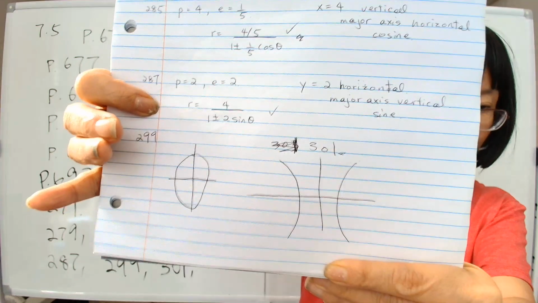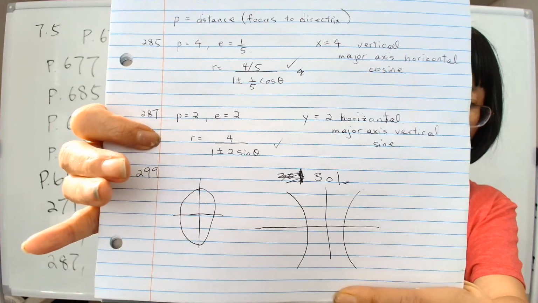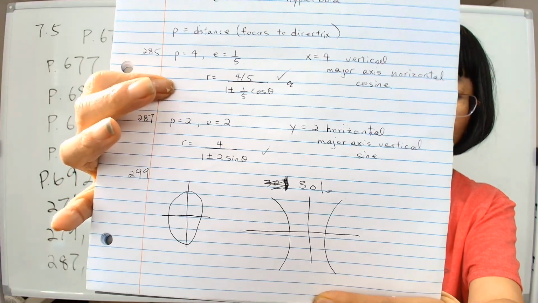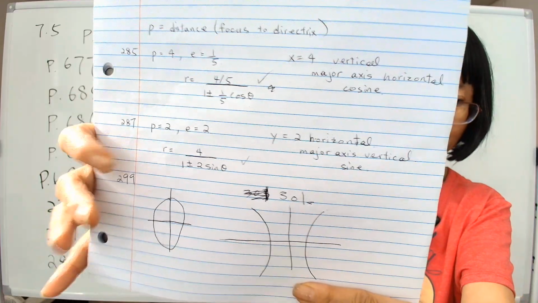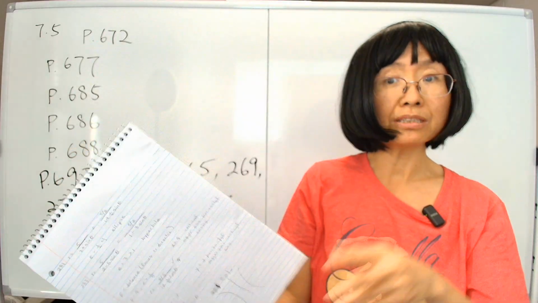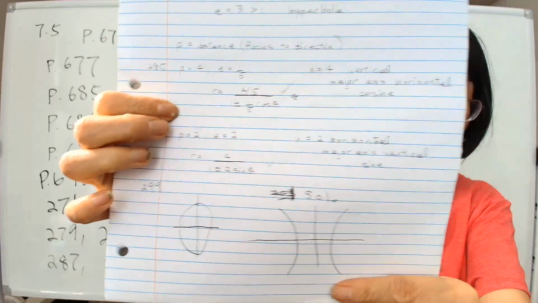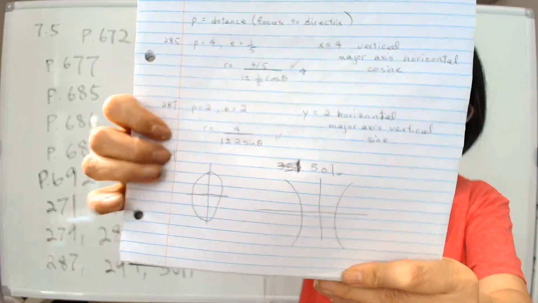Same thing at 287, where y equal to 2, the major axis is horizontal, therefore your answer has to be in sine. I have plus and minus here, but the answer in the back of the book just says plus, and that's good enough for anybody, okay? The minus one just moved it a little bit. It doesn't really make that much difference. So you can just write down the plus answer, and that is good enough.